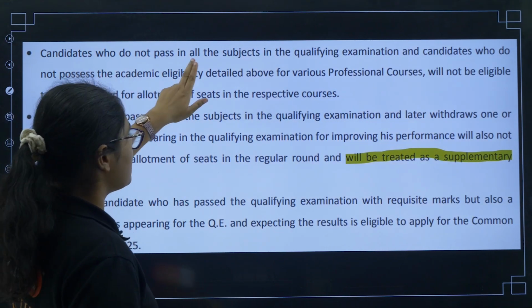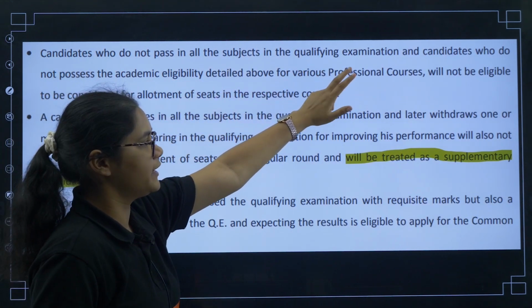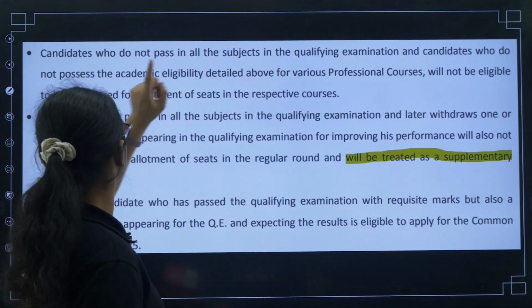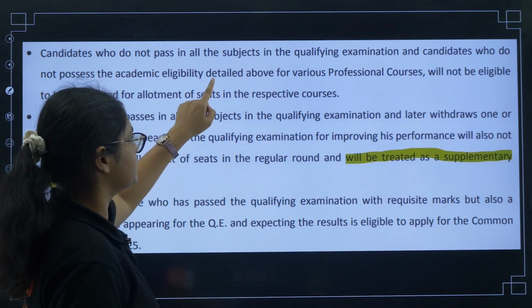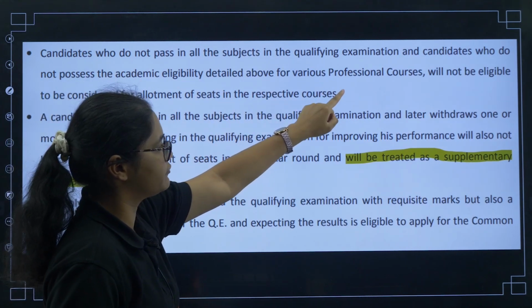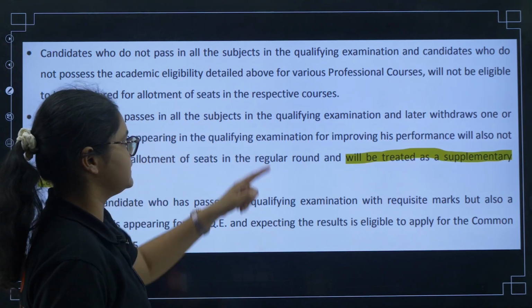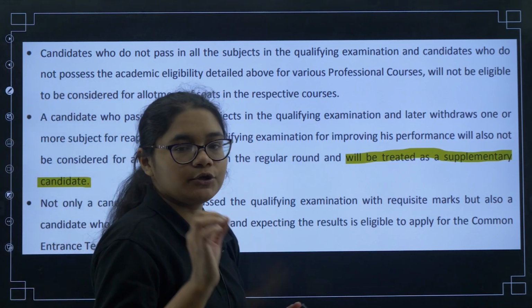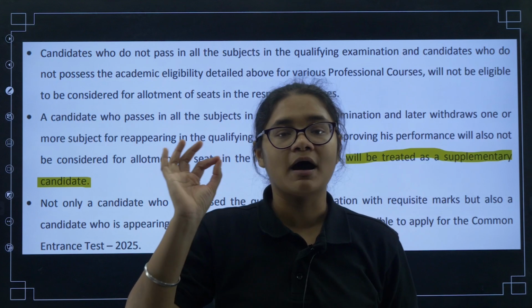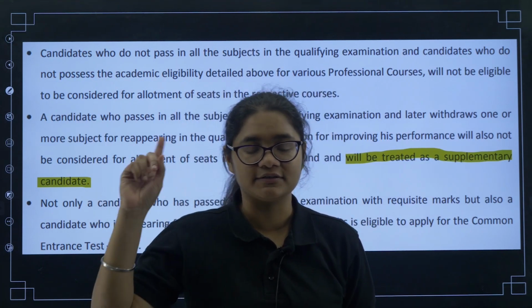Candidates who do not pass in all the subjects in the qualifying examination, and candidates who do not possess the academic eligibility detailed above for various professional courses, will not be eligible to be considered for the allotment of seats in the respective courses. So you have to get pass marks in all the subjects. Okay, that's the first thing.